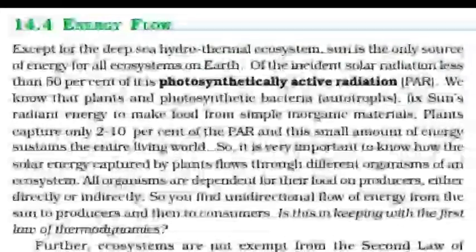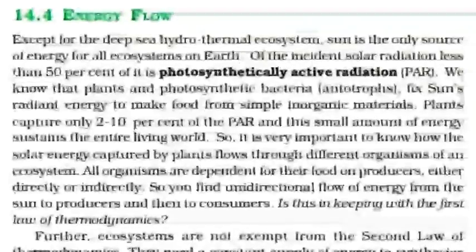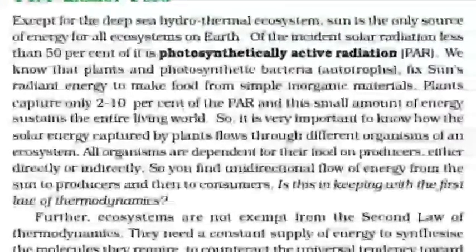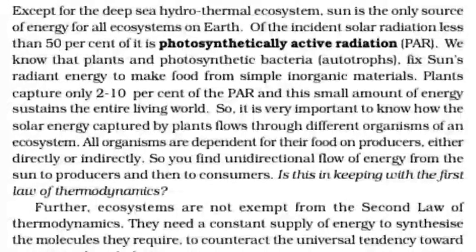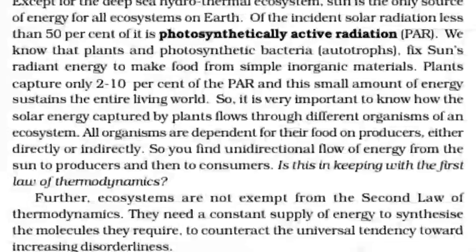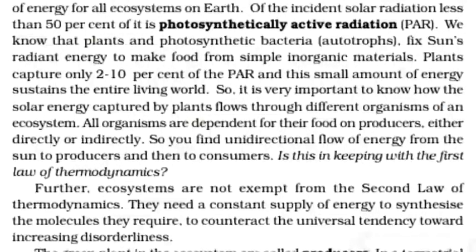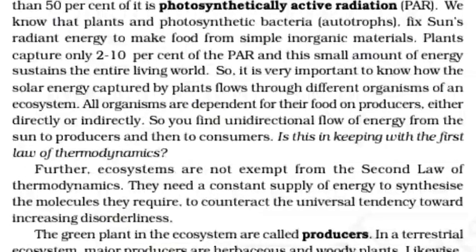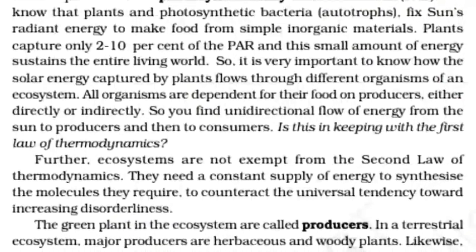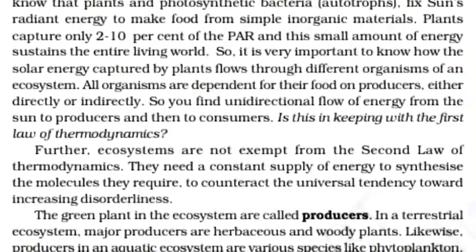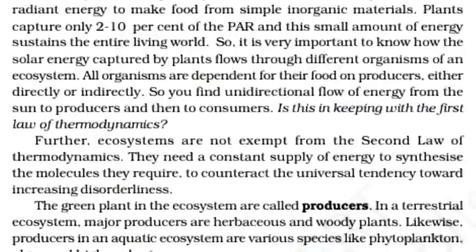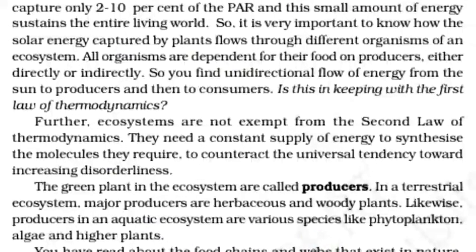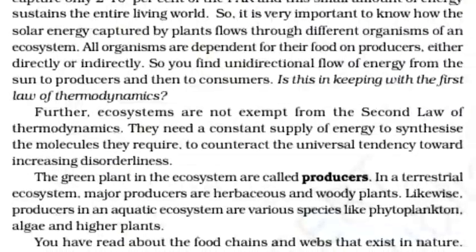Energy flow. Except for the deep-sea hydrothermal ecosystem, the sun is the only source of energy for all ecosystems on Earth. Of the incident solar radiation, less than 50% is photosynthetically active radiation (PAR). We know that plants and photosynthetic bacteria, the autotrophs, capture the sun's radiant energy to make food from simple inorganic material. Plants capture only 2 to 10% of the PAR, and this small amount of energy sustains the entire living world. So it is very important to know how the solar energy captured by the plant flows through different organisms of an ecosystem. All organisms are dependent for their food on producers, either directly or indirectly.